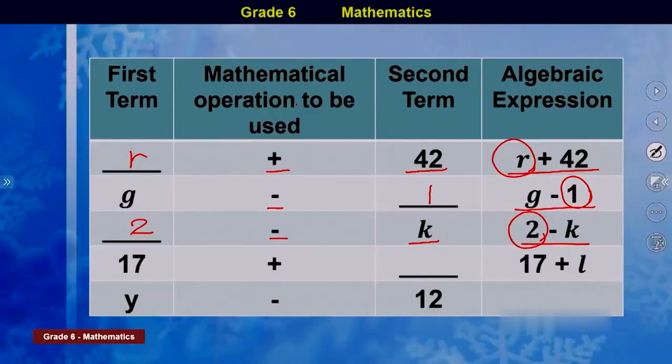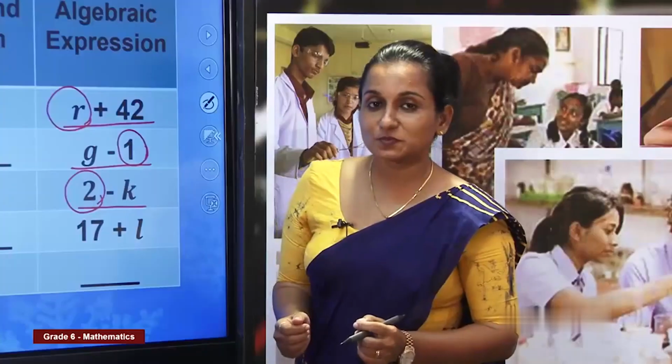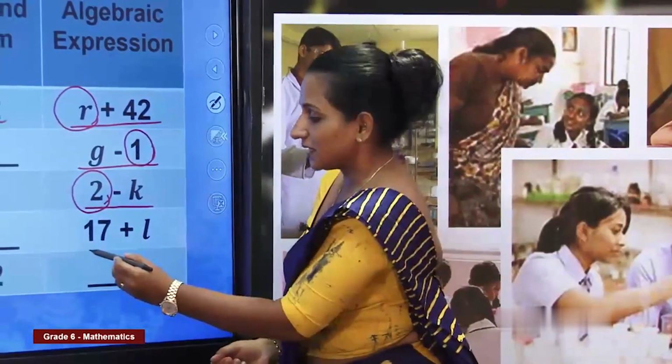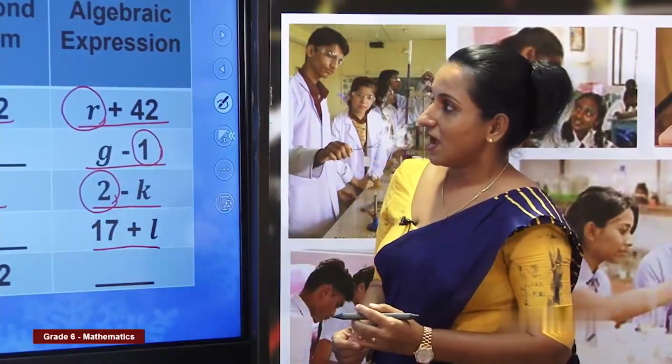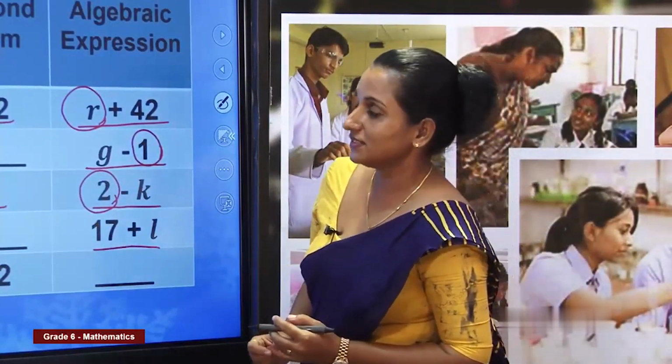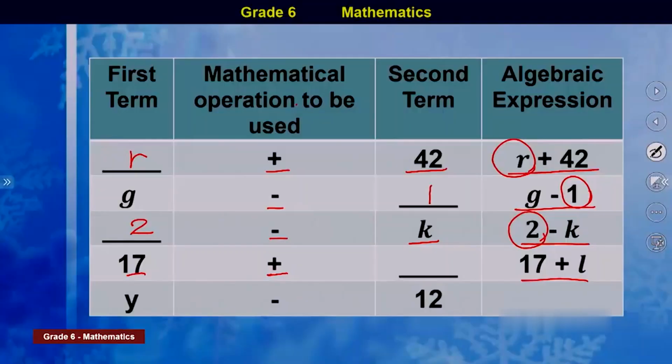My first term here is 17 and the mathematical operation used is plus. Now what is my algebraic expression? My algebraic expression is 17 plus L. I have to write the second term. This is my second term. It is L. So I can write the second term like this.